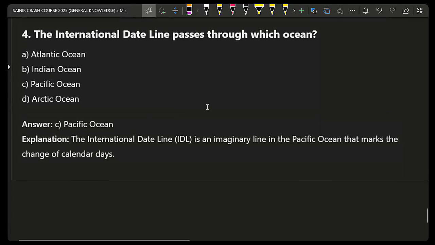In short, we call it IDL. It is an imaginary line in the Pacific Ocean that marks the change of calendar days. So that is used to determine the day in a particular year. Next question.